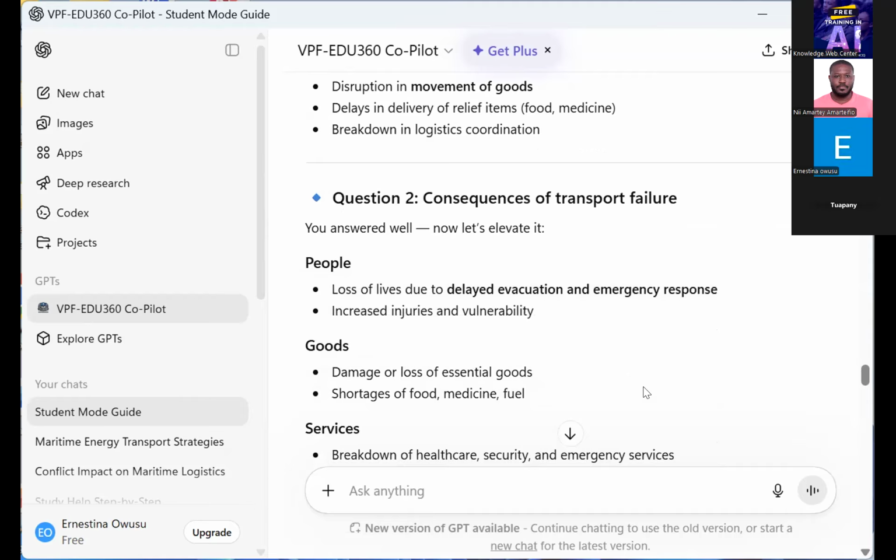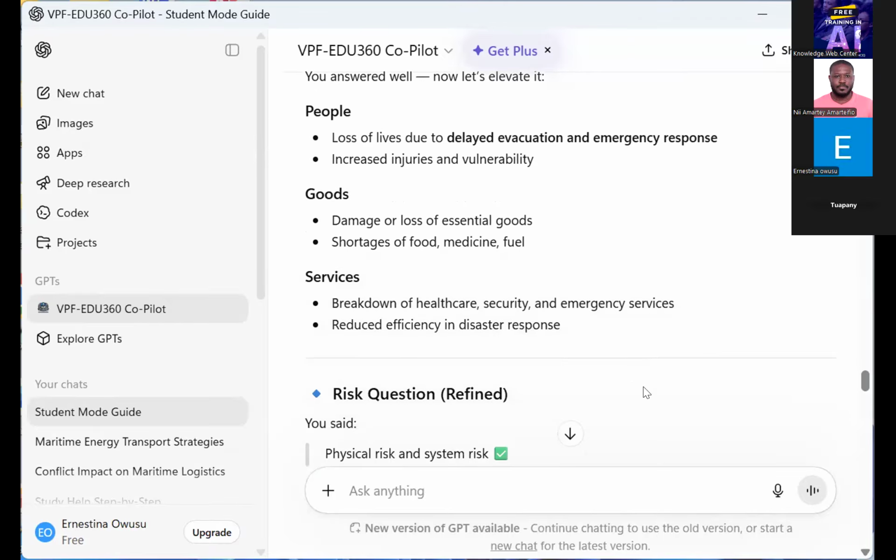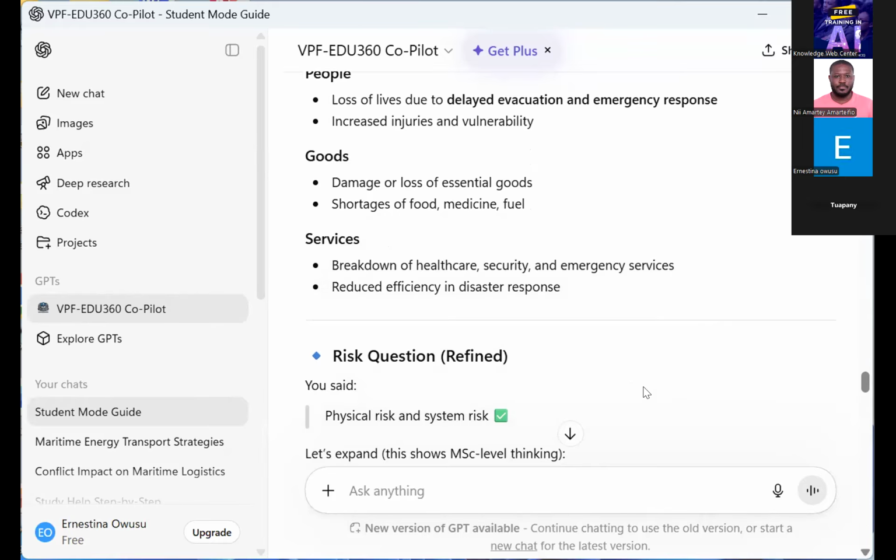So with question two, consequences of transport failure. You answered well. Now let's elevate it. With people, loss of lives due to delayed evacuation or emergency response. Increased injuries and vulnerability. Goods: damage or loss of essential goods, shortage of food, medicine, fuel. Services: breakdown of healthcare, security and emergency services. Reduced efficiency in disaster response.